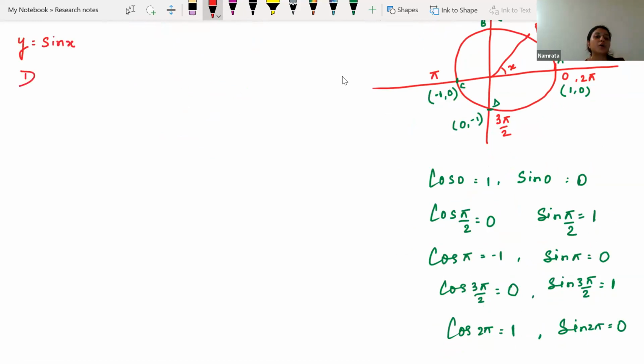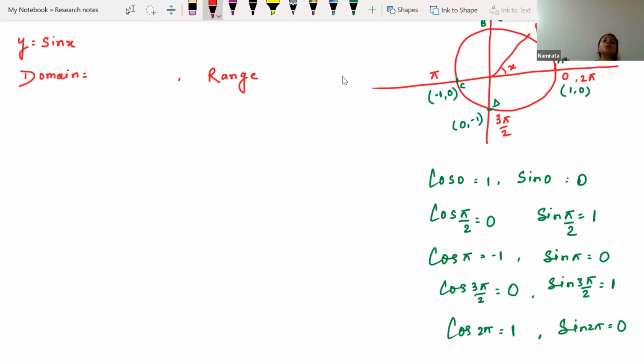Now we are going to plot the graph of y equals sin x. First, we will be talking about domain and range. When you look at these values, like sin 0, sin pi by 2, sin pi, sin 3 pi by 2, sin 2 pi.